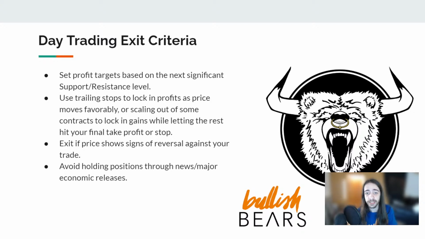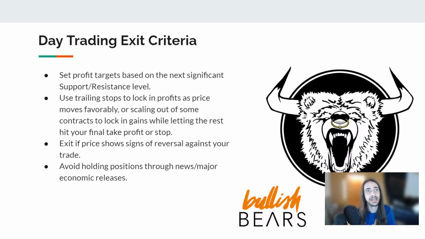Exit if price shows signs of reversal against your trade. Again, the signs we would look for would be something like level 2 getting weak, or there being a strong level on the level 2 that it doesn't look like it's going to break, and I'll show you guys an example of that as well.